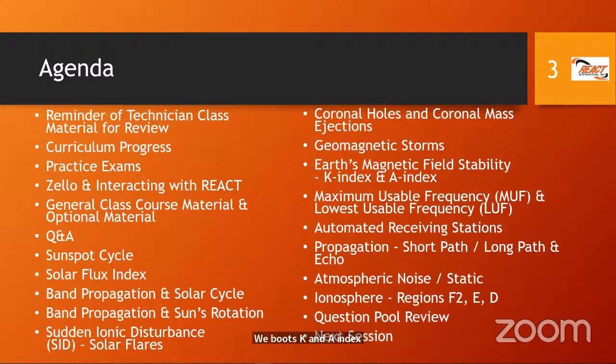Also, we'll discuss the concept of maximum usable frequency and lowest usable frequency, and automated receiving stations for propagation determination. Then we'll talk about short path and long path propagation, and also atmospheric noise and static. Then we will end the theory talking a bit more about the ionosphere and the various regions such as F2, E, and D. And of course, we will do our usual question pool review that covers all of the topics that we would have covered this evening.